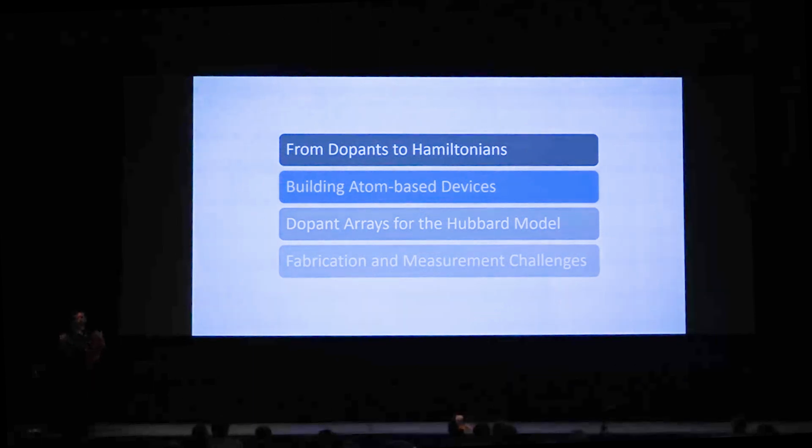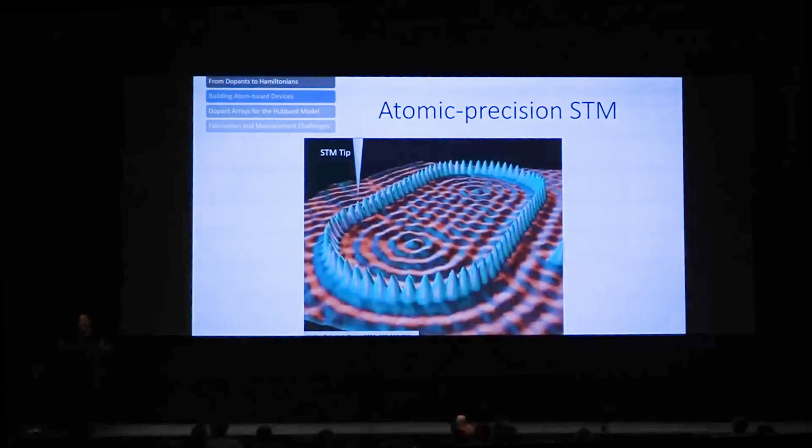So now I'll tell you about how we actually build these devices. The first thing is the key enabling technology that we use to make the devices is a scanning tunneling microscope. It's an atomically sharp metal tip that is brought into a few angstroms of a sample, and we can tunnel electrons either from the tip to the sample or the other way by biasing the tip. This is a famous experimental tool that was back in the 90s.